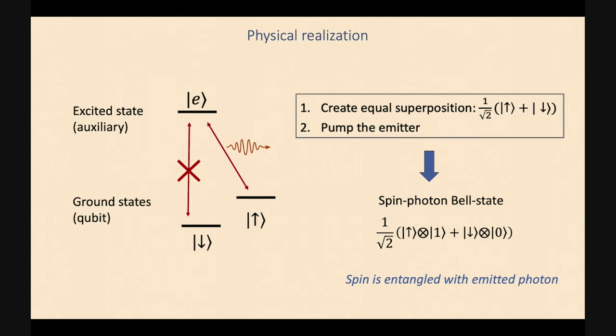Now, when this happens, you can get a spin-photon Bell state. So you get a correlated, entangled state between the spin of the object that emitted the photon and the photon that comes out. And the degree of freedom of the photon in this case is the 0 or 1. So it's the occupation number, so whether there's a photon in that mode or not.